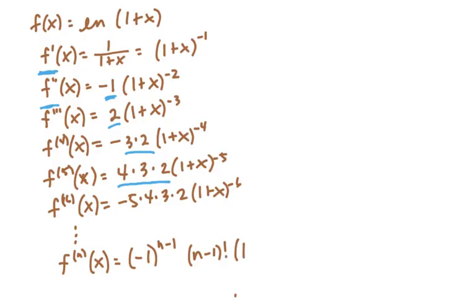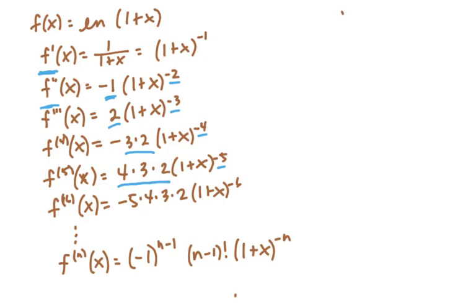And then we have 1 plus x. And if you look at the powers, on the second derivative we have negative 2, and on the third derivative we have negative 3. And on the fourth derivative we have negative 4. And on the fifth derivative we have negative 5. So here we have negative n.